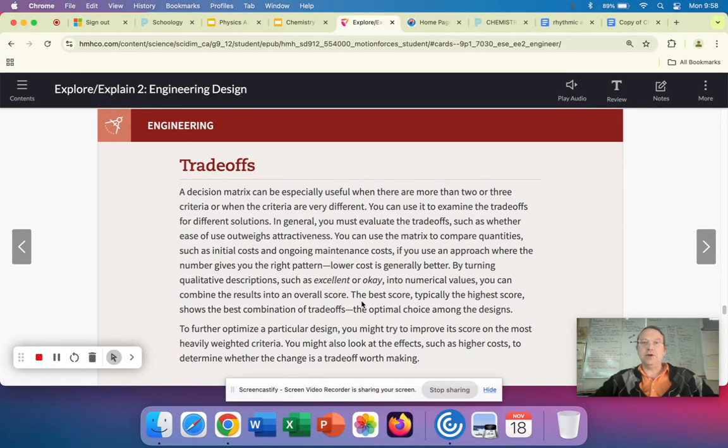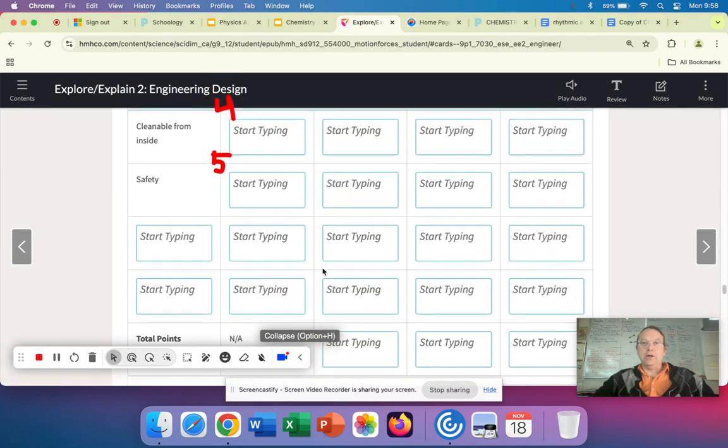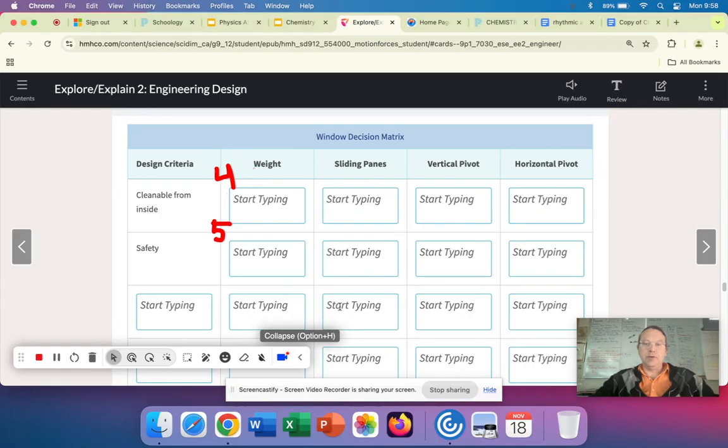Okay, and then last term, trade-offs. Why did it move? Oh, because I did that.